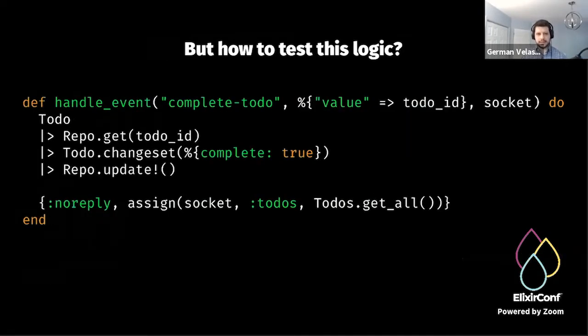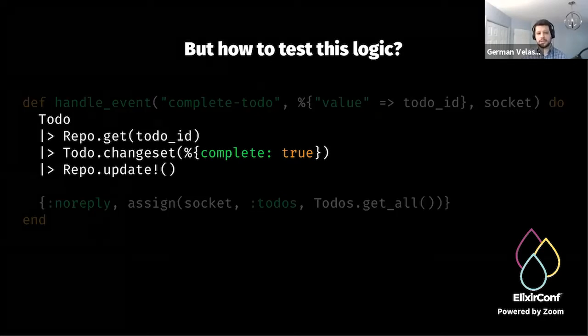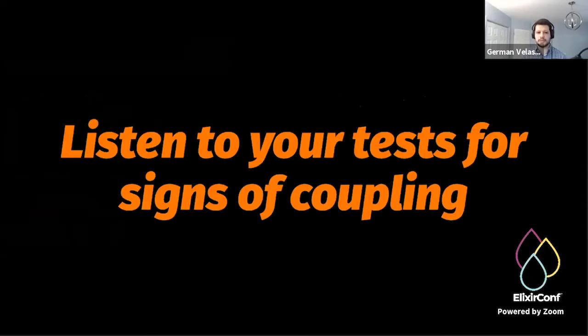Now you might say, okay, but how do we test this logic? And I think this is a good point, right? Perhaps our handle event function is doing the updating of the to-do in there. And so you say, well, I want to test this, but if you say I shouldn't test it on the LiveView test, where should I test this? I think the urge to test this is itself a sign to us, and we should listen to it. So we should listen to your tests for signs of coupling.